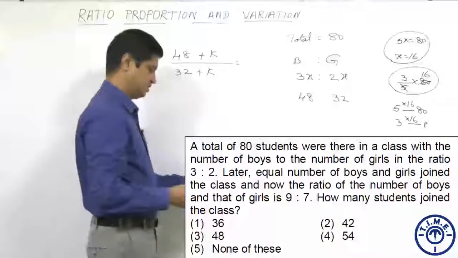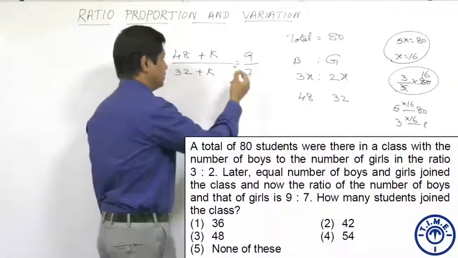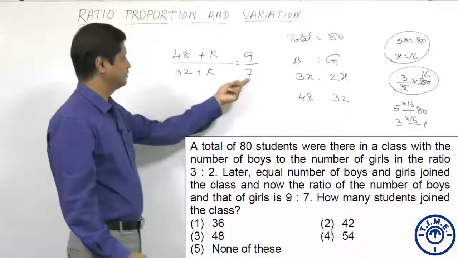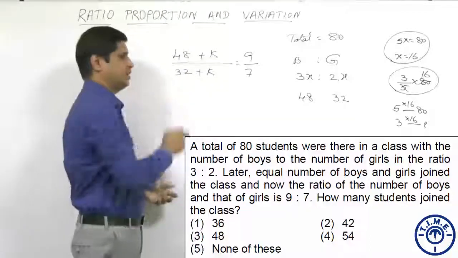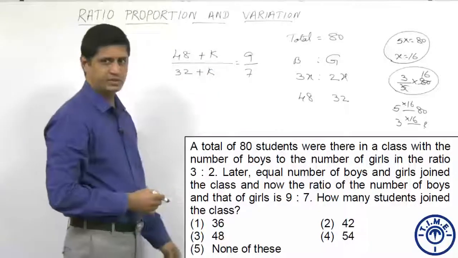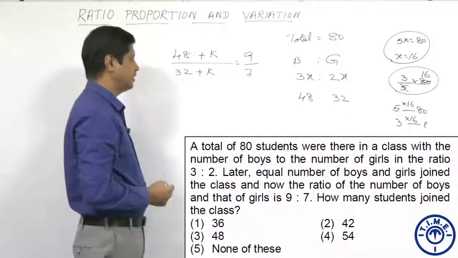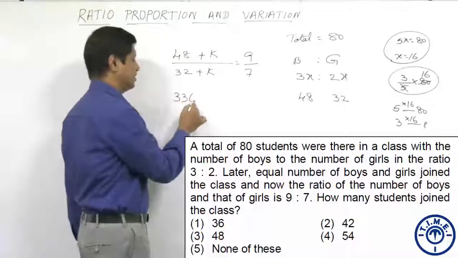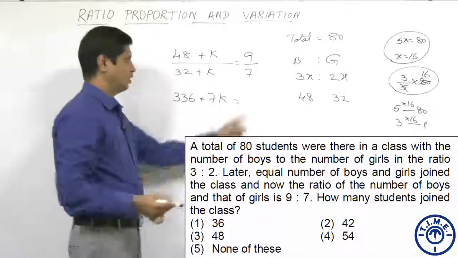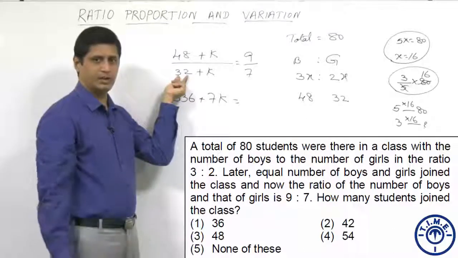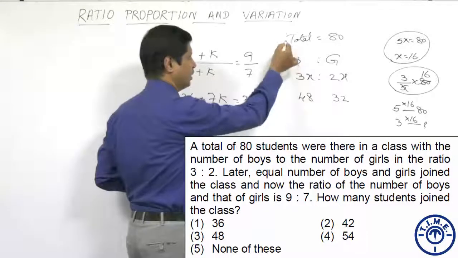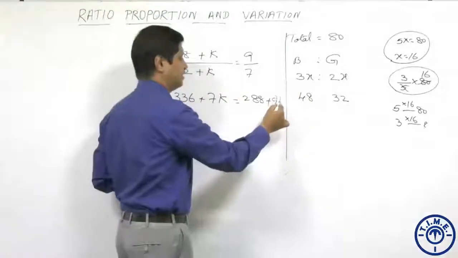The ratio of this is 9:7. Now, cross multiply to find out the k value. Now, 7 into 48. 7 into 40 is 280. 280 plus, 7 into 8 is 56. Now, what is the sum? 280 plus 56 is 336. Plus, 7 into k, it is 7k, is equal to 9 into 32. 9 times 30 is 270 plus 18. 270 plus 18 is 288, plus 9k.